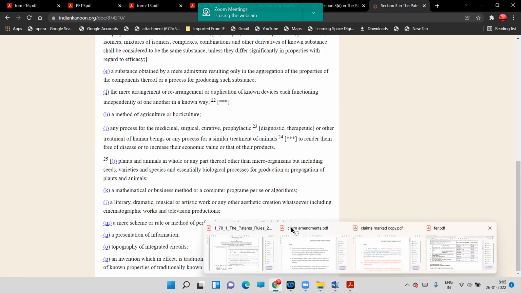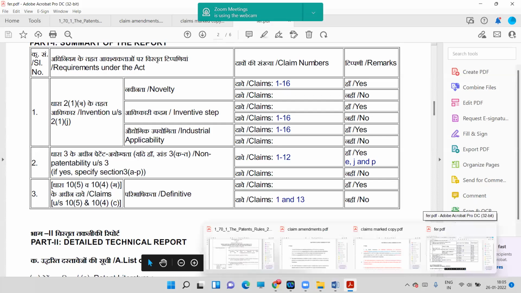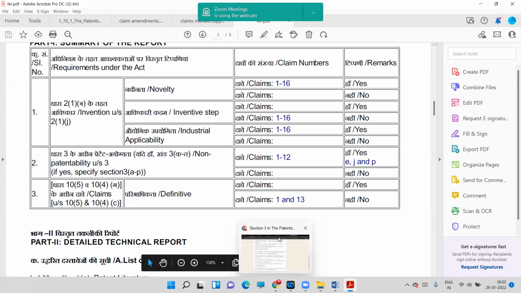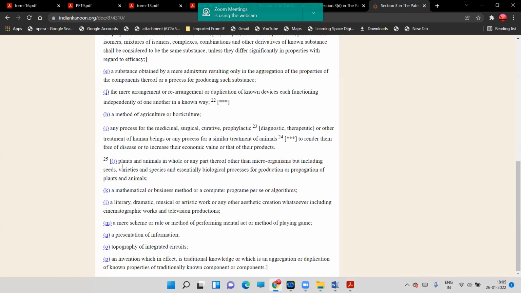E, J, and P. Sorry, J का है objection. Yeah, E, J, P. हाँ, J है. J में क्या है? The plants and animals in whole or any part thereof other than microorganisms. So microorganism को हम कर सकते हैं, but other than microorganism होगा तो it is not possible. But including seeds, variety and species, essentially biological processes for production or propagation of plants and animals.